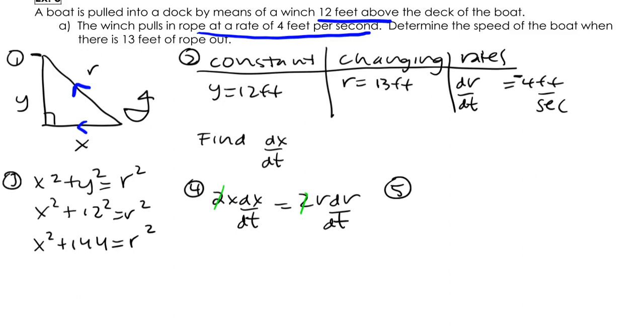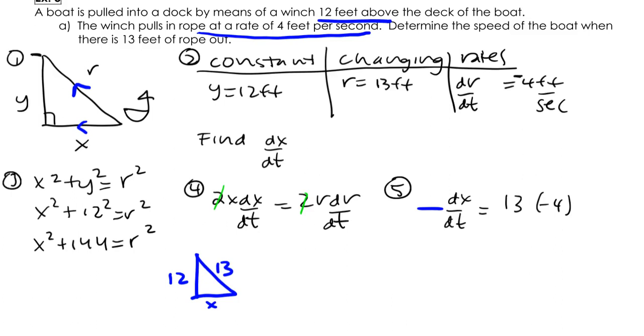We have x. I don't know what x is. Okay, let's keep going. I do know that dx/dt is what I'm trying to find. I know that r is 13 and dr/dt is -4. Now remember, we did something like this on the last problem. If I know that y is 12 and r is 13, I should be able to find my x, and that's what's missing up here.